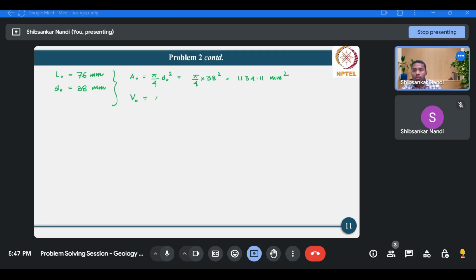And what is V0, the initial volume? This is pi by 4 d0 square into L0. Pi by 4, 38 square, into 76. So this is 86.19 into 10 to the power 3 millimeter cube.